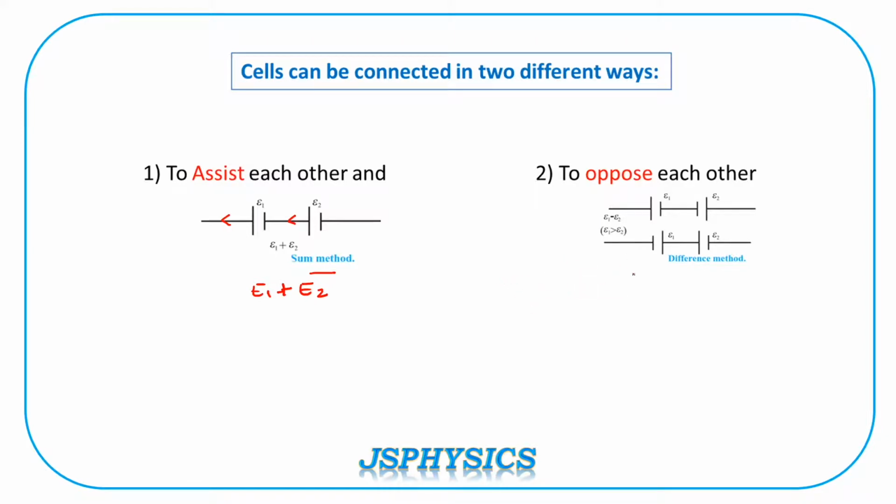In this case, the positive of one cell is connected to the positive of the other cell, and the negative of one cell is connected to the negative of the other cell. That means if the cells are connected in either of these two ways, it is said to be the difference method, because the EMF supplied by this combination will be the difference of the EMF of both the cells. So if E1 is greater than E2, the EMF supplied will be E1 minus E2. So cells can be connected in either sum method or difference method to give the EMF in a given circuit.